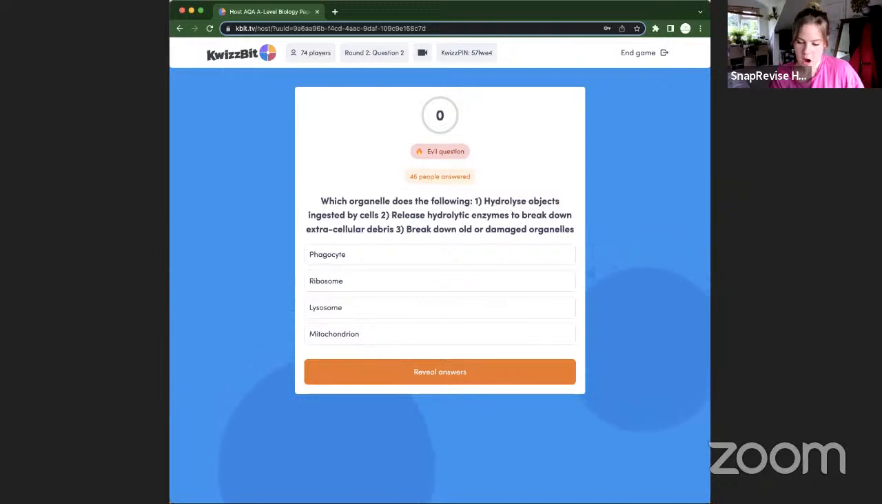So villi are structures in the intestine. So they're the things that kind of stick up. Pili are what you would find in a prokaryotic cell.